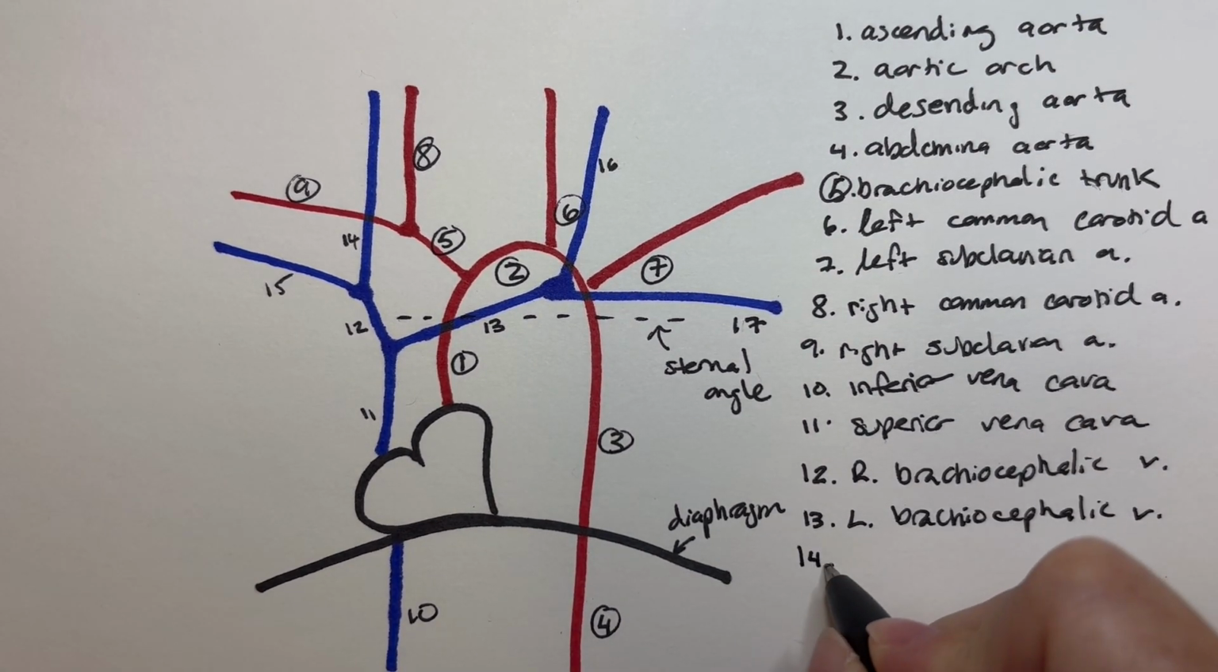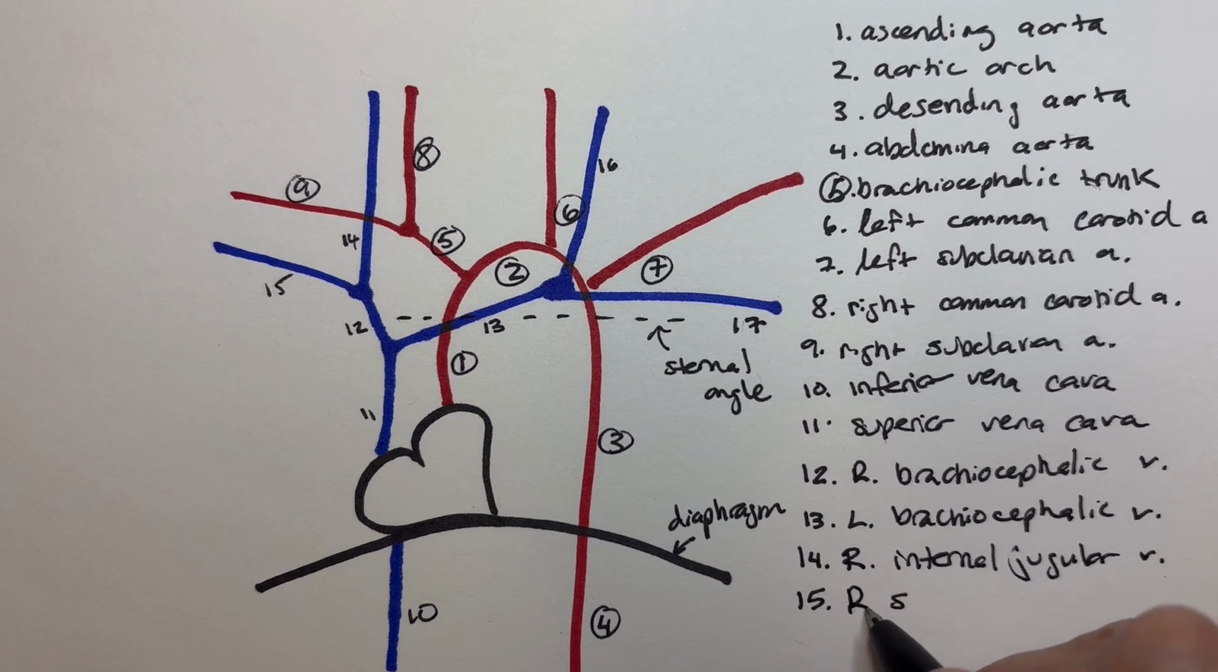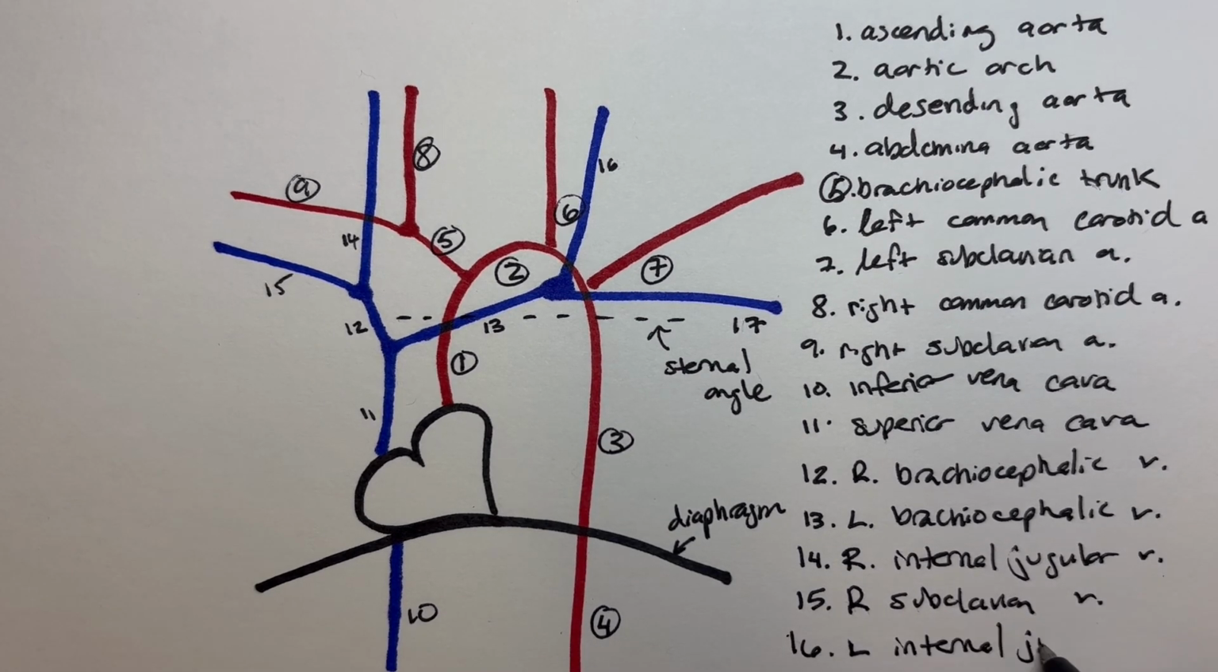So we've got our left and right brachiocephalic veins, our internal jugular veins, and our subclavian veins, which I've labeled, but I kind of ran out of room. And there you go. Now you're ready to go practice your own drawings of the great vessels of the heart.